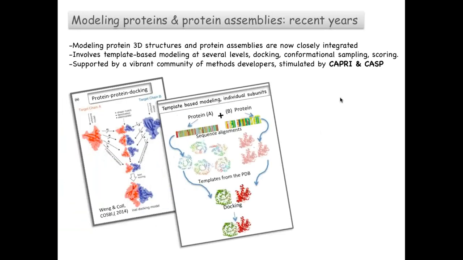Later on, as the PDB got populated more and more, we got more and more examples of homologs which had a similar structure to the structures that you wanted to model. Hence, we started what we call today template-based modeling of individual subunits. In other words, to model the complex you didn't need to know the unbound structure. You just needed to know the sequence, and then you could search the PDB for homologs, build a homology model of your components, and then dock these components to each other. That is very much what is still done today in many circumstances.